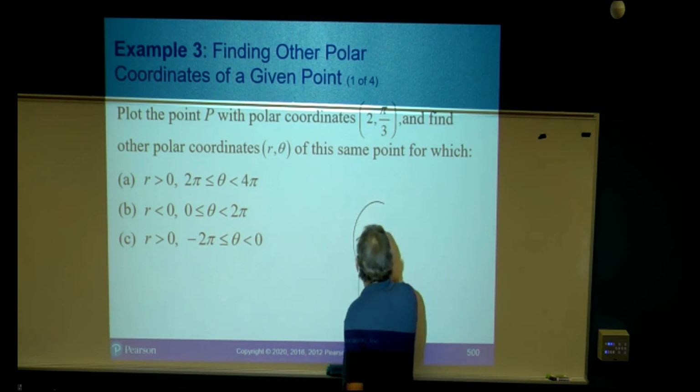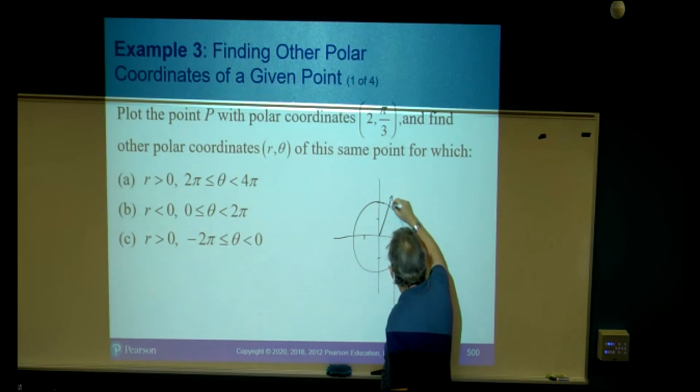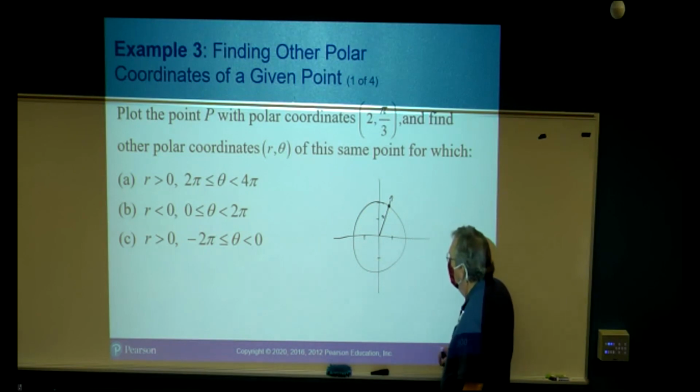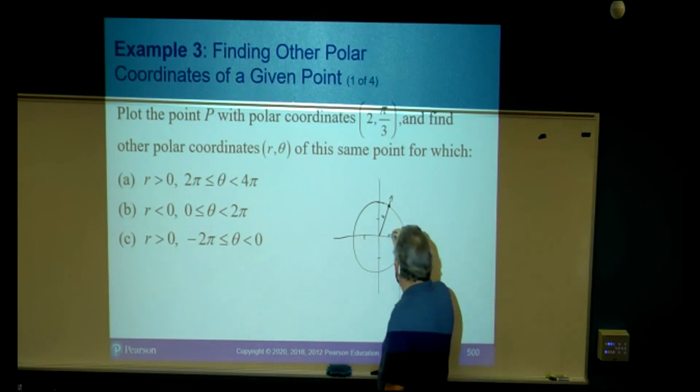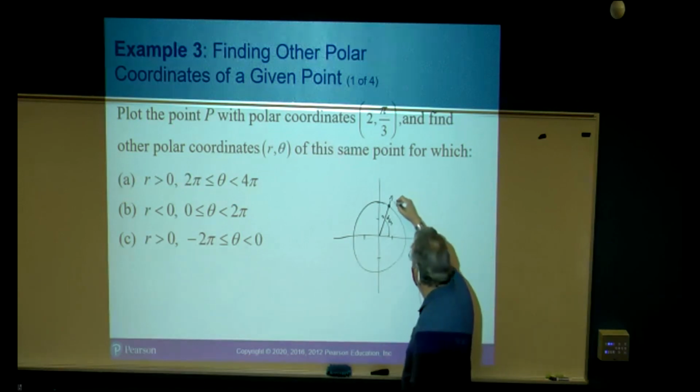So I always draw the unit circle. And then I'm going to say the radius here is 2 units, and pi over 3 is this, and so it's here, where this is 2 units. And this angle here is pi over 3. So that makes it 2, pi over 3.